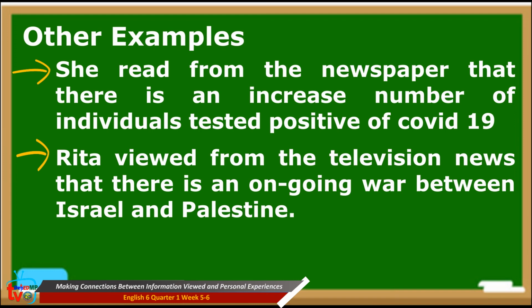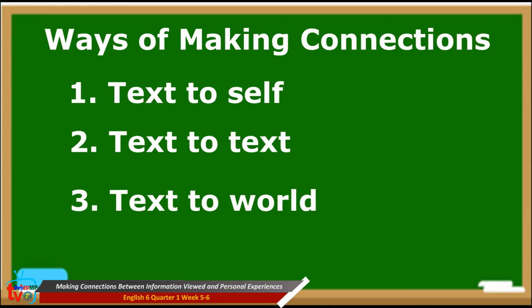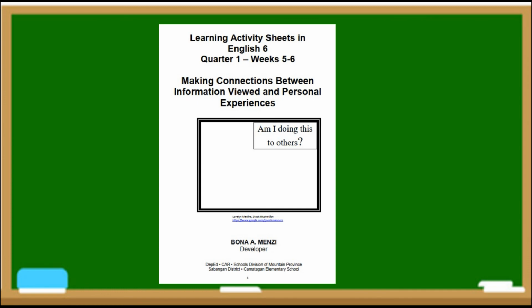These are examples of text-to-world because there is a connection between the text or information viewed and the real scenario in the world. We are now done discussing the ways of making connections. You will now do the exercises or activities in your learning activity sheet.